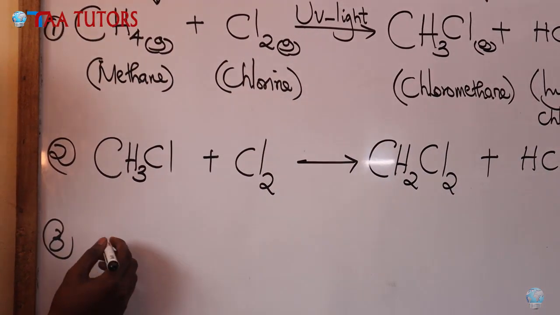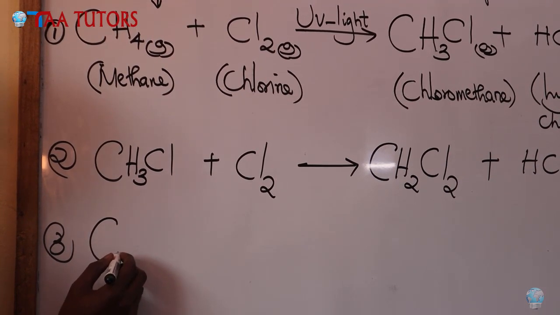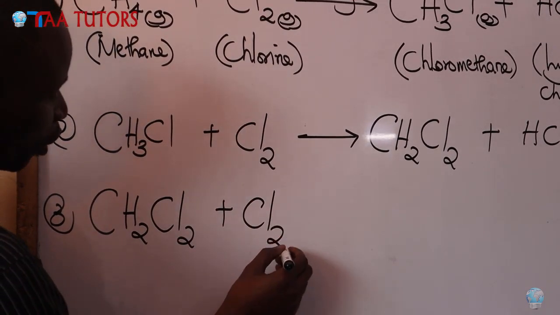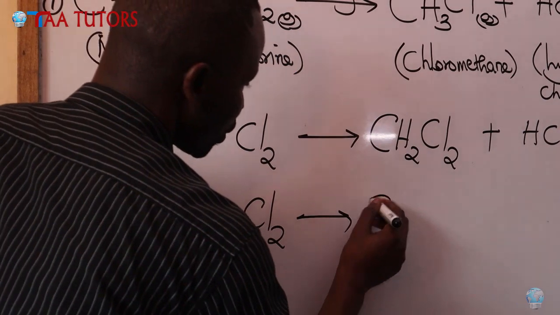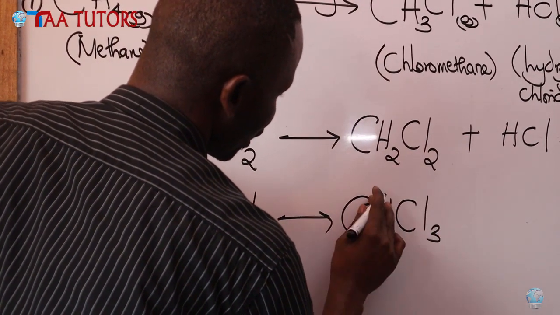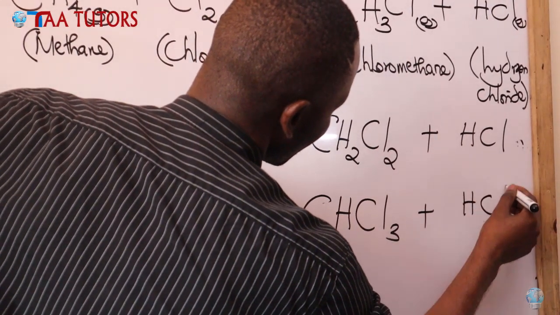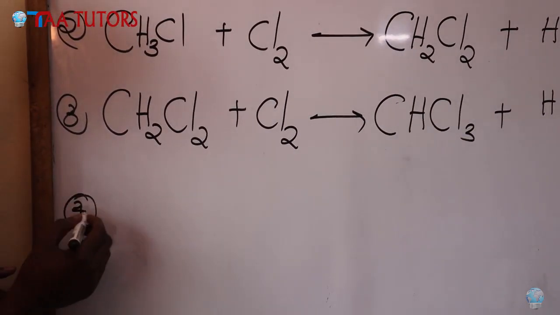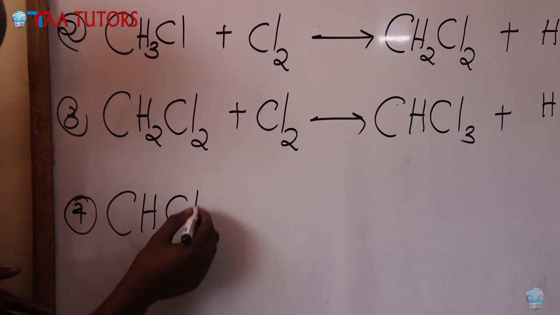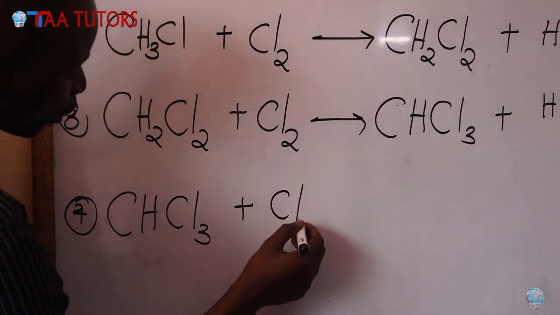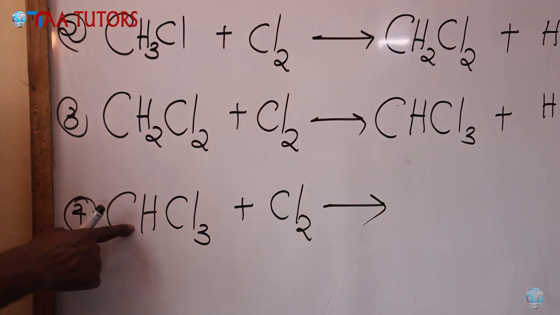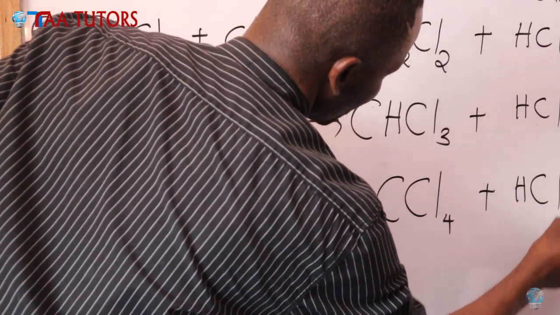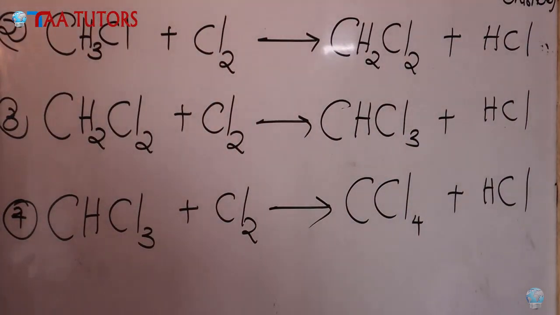So we carry this one, and we say CH2Cl2 plus another chlorine molecule. We again remove one hydrogen. So it will become CHCl3 plus HCl. Then we remove the final hydrogen: CHCl3 plus another chlorine molecule. We remove the final hydrogen atom, so you get CCl4 plus HCl. Viewers, this is up to 4 steps.